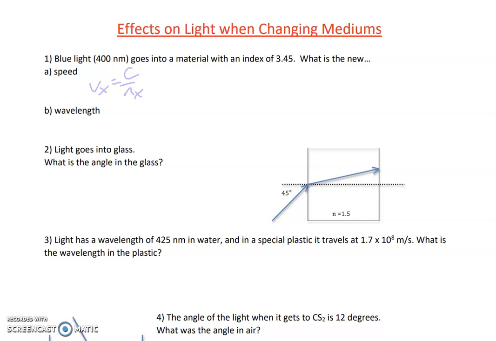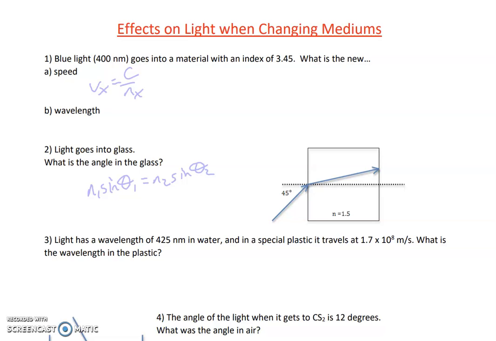All right. So light goes into glass. What is the angle in the glass? This is just a basic application of Snell's law. It doesn't say anything about the initial stuff, so we'll just assume it's like a vacuum or air. No big deal. So we need to just use Snell's law. So of course, n1 sine theta 1 is equal to n2 sine theta 2. We assume the first stuff is air, no big deal. So then we can just apply Snell's law.